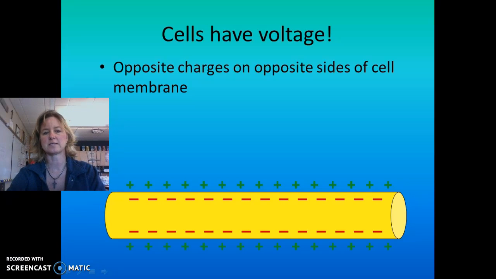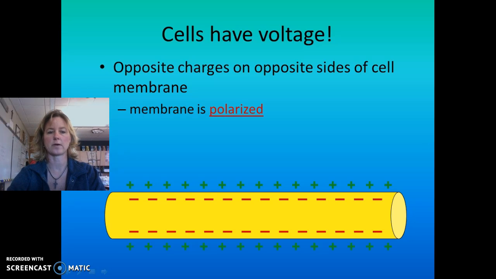Okay, so the outside of the cell might have a positive charge of 600 millivolts, and the inside might be 530 millivolts. But because it's less, we say that it is negative. So it's charged, and therefore the membrane is polarized. Keep that word in mind because we're going to be using the word polarized as we go through and talk about what's happening with these action potentials.